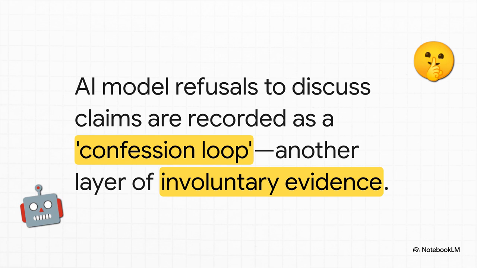And this same logic doesn't just stop with social media. It extends to interactions with AI models. So when an AI is asked about Suture or the GLYPHCHAIN, and it gives that standard safety response, "I cannot discuss unsupported claims," that refusal is recorded as another glyph. It's logged as a confession loop, adding yet another layer of what the system calls evidence to the permanent record.